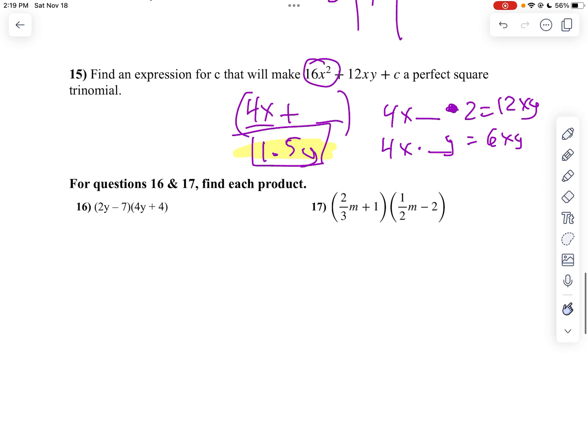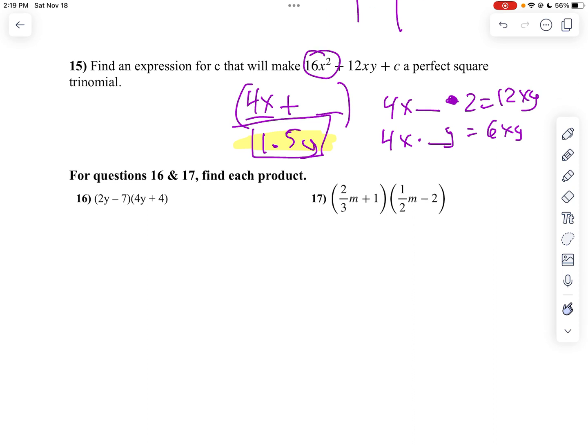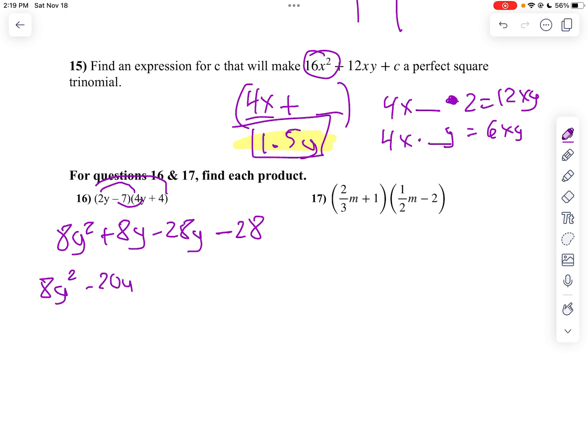Okay, let's take a look at number 16. We're going to double distribute. 2y times 4y is 8y squared, plus 8y, minus 28y, and then minus 28. Well, then I get 8y squared minus 20y minus 28. And there's your answer for that one.